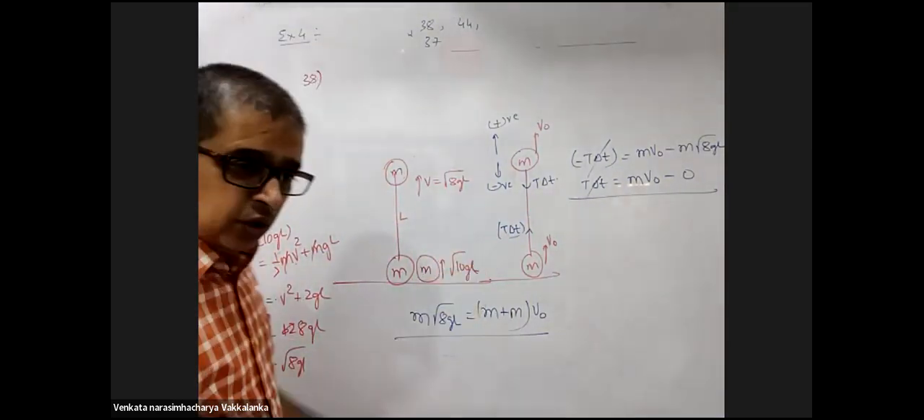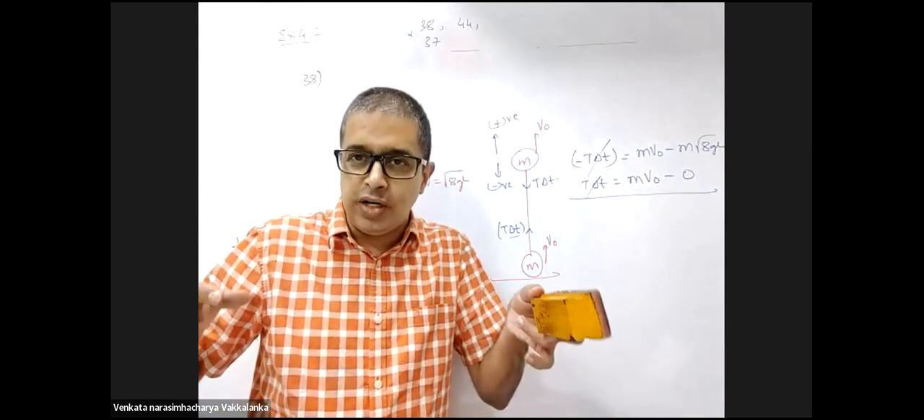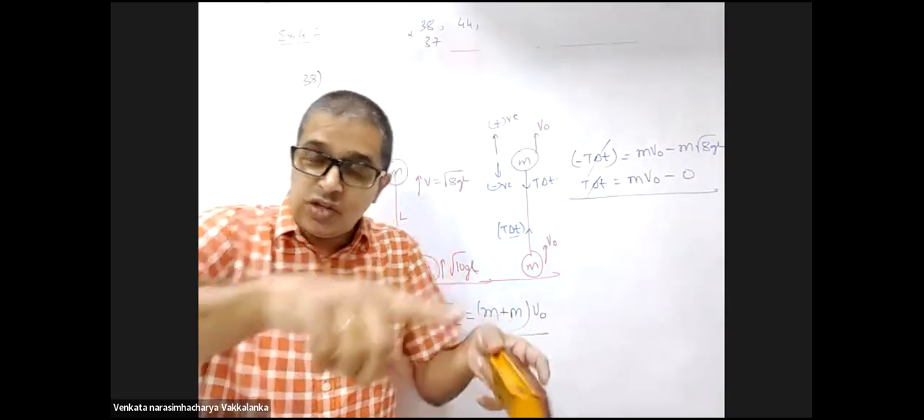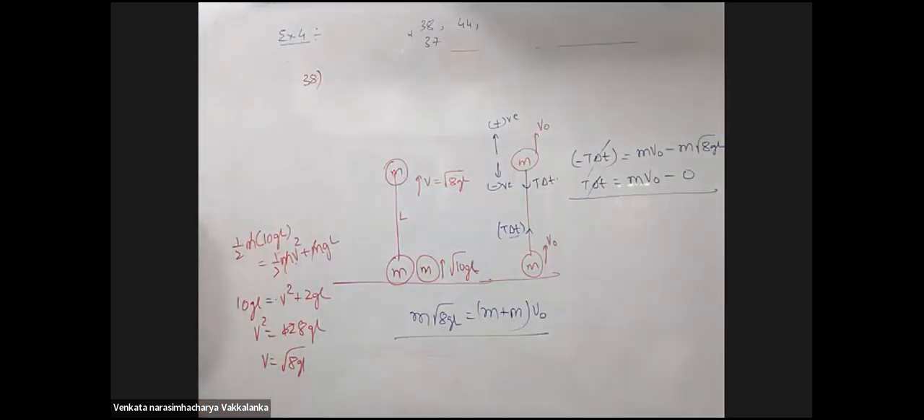You have already solved problems where there are two bodies on a horizontal surface, and one is given a velocity. Then the string becomes taut. Find out where the string will become taut. The impulse will be along the string, and it will change direction.